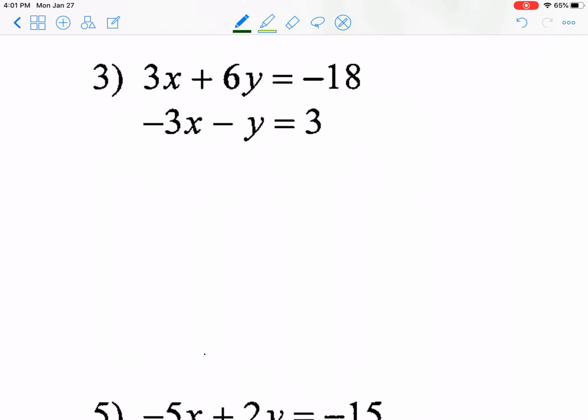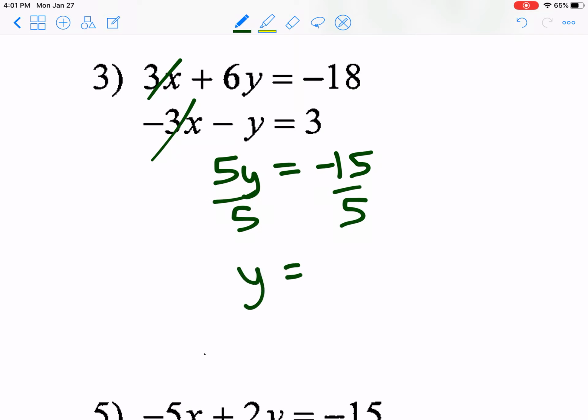Okay, so if you have already tried it, then let's look at this together. I'm going to add the equations. 3x plus -3x, that's 0. 6y minus 1y is 5y. -18 plus 3 is -15. The x's are gone. I'm going to divide both sides by 5, and now I have the solution for y.